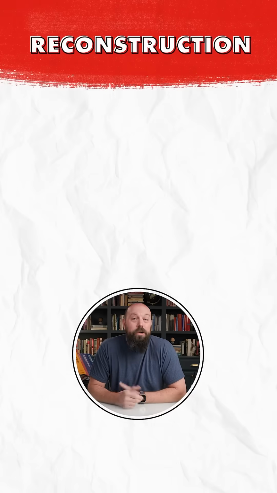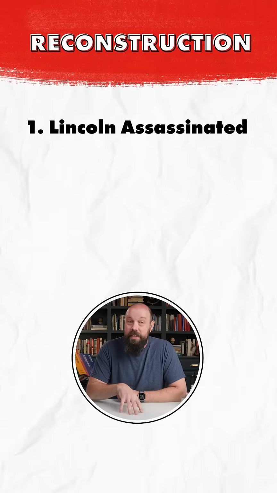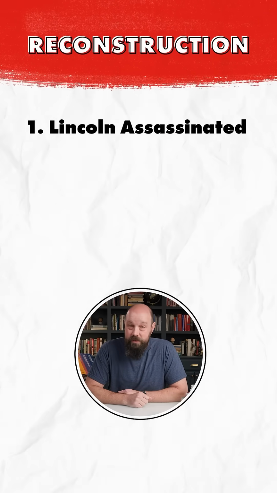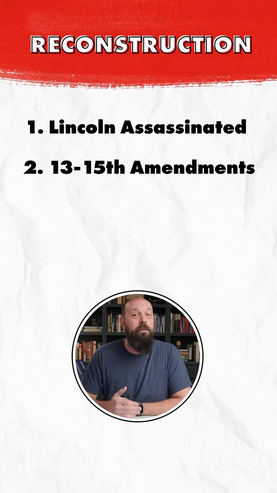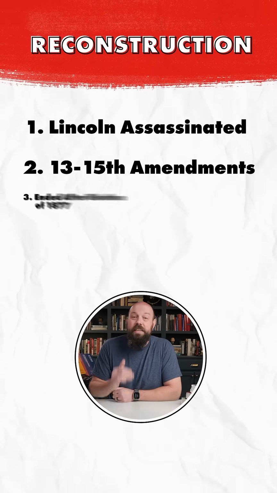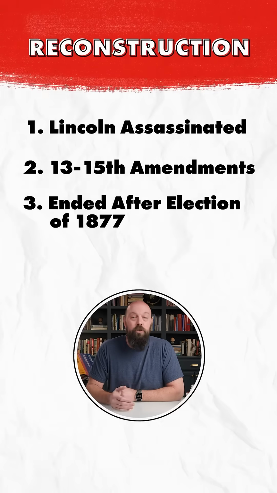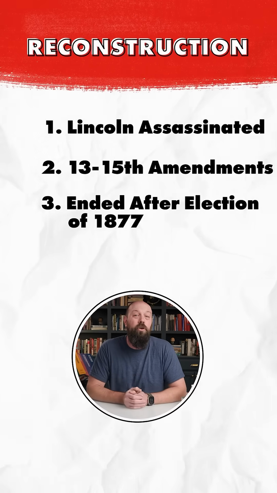And that leads us to the third part of this unit, Reconstruction. It went real bad, not least because Lincoln was assassinated and that left the irascible Andrew Johnson to deal with it. So the 13th through 15th Amendments ended slavery and acknowledged the rights of black Americans. And then Reconstruction ended because of a stanky deal in the election of 1877, which allowed Southerners to largely return to their old ways. And that's it.